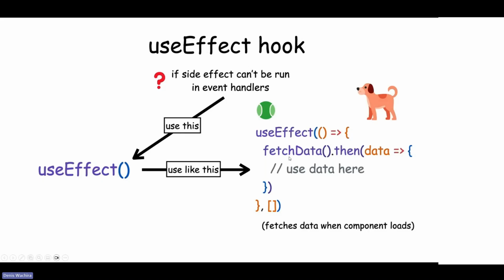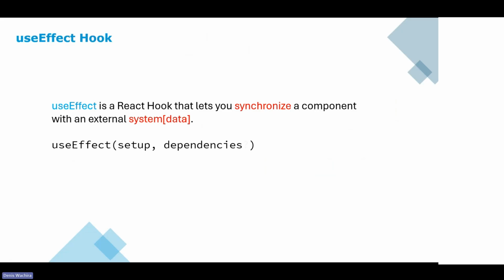Then once that is done, you can do something with that data in a React component. So when that data is fetched and the component loads, you can use that data to do something with it. How do we implement the useEffect hook? It just lets you synchronize a component with an external system, which is the data. The useEffect hook has two parts, which are the setup and the dependencies.